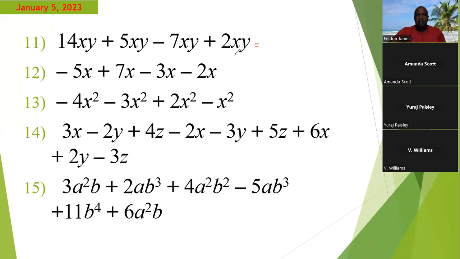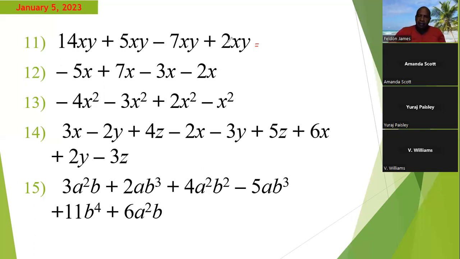Sir, 14 plus 5 equals 19. And then I have a negative 7, so I would take away 7 from that 19, which would be 12. Yes, 12 would be the answer, sir.